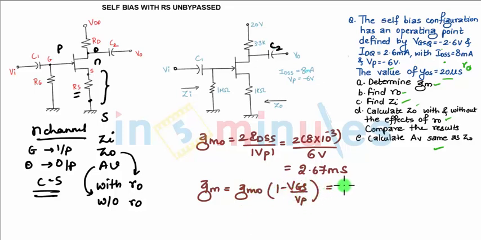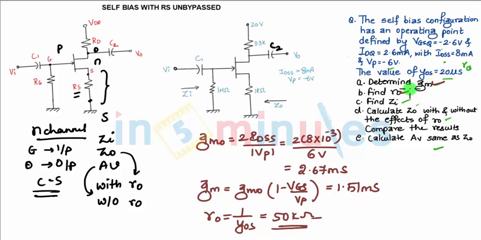Everything is given in the question. Just substituting, you'll get GM as 1.51, and small RO is 1 upon YOS. That will give you 50 kilo ohms. So for this we have got the values of GM and RO.